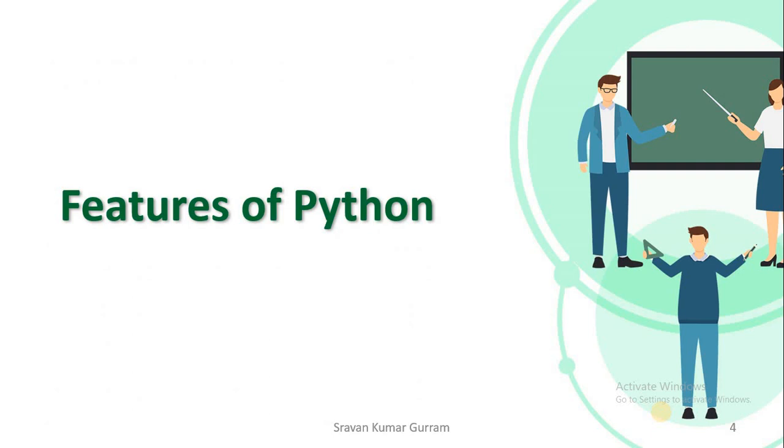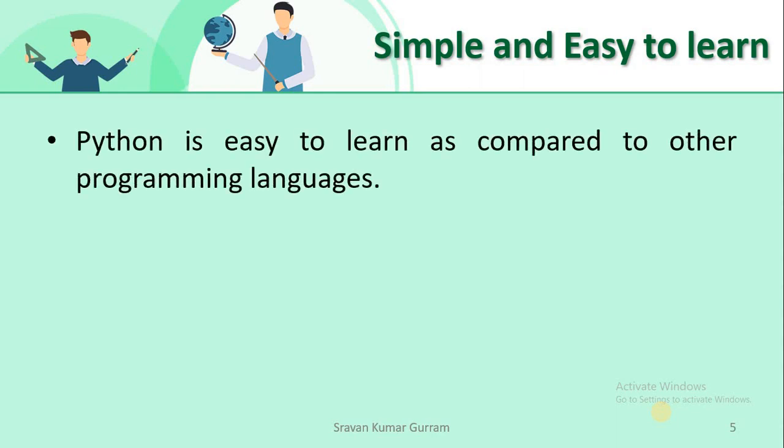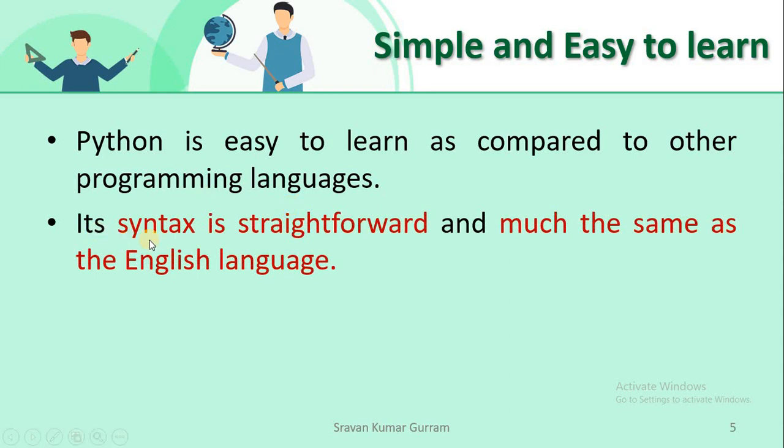So let us start with the features of Python. Python has so many features, but only the important features we are going to discuss here. First feature is simple and easy to learn. Python is easy to learn as compared to other programming languages. The reason is it has a straightforward syntax. Writing and understanding the syntax is very easy, and this syntax is much similar to the English language.